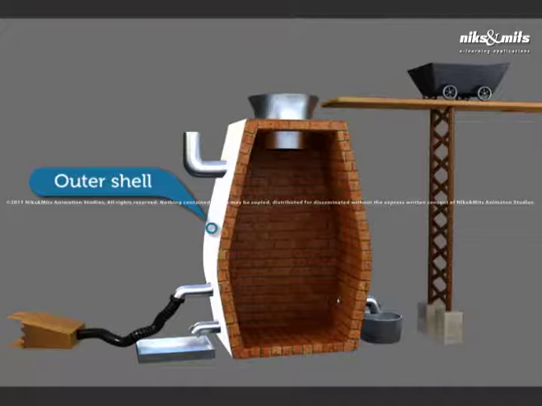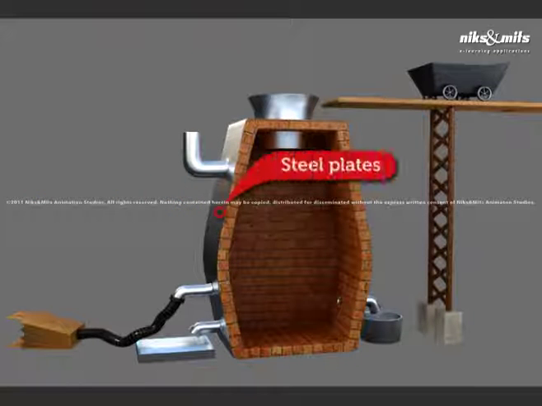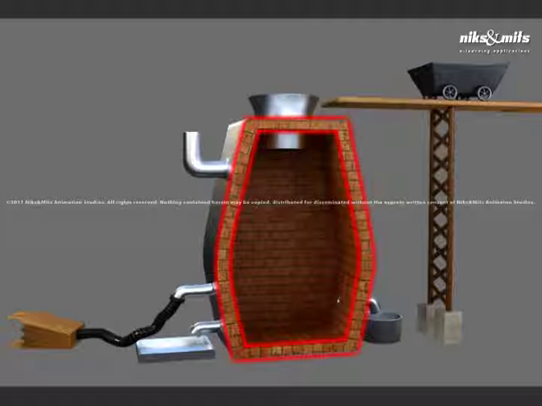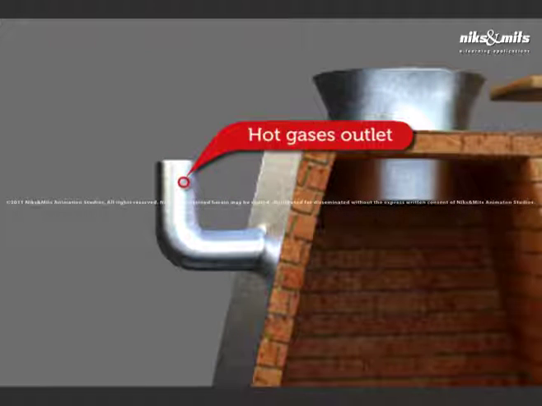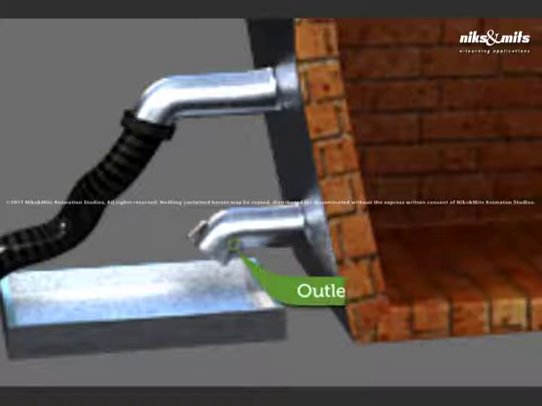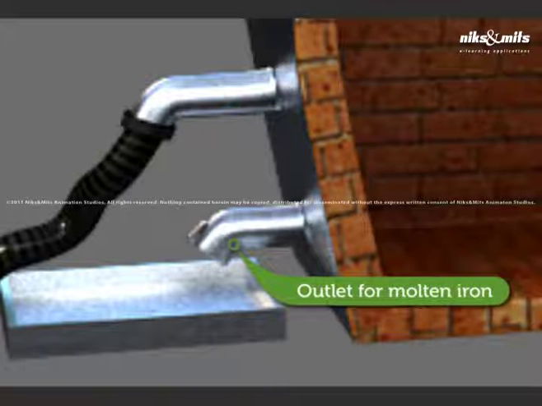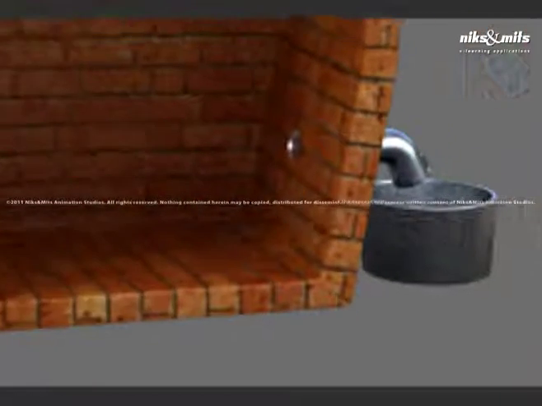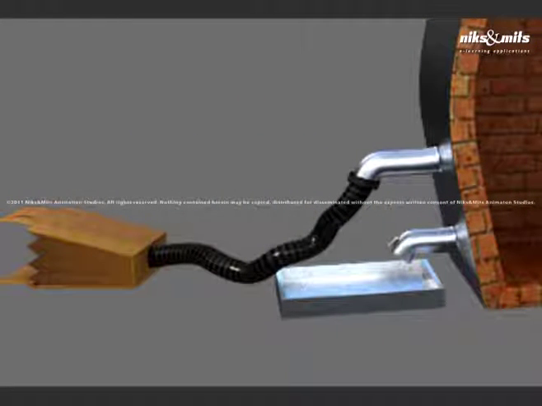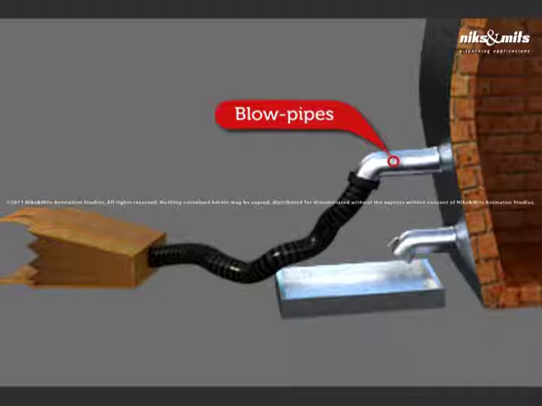The outer shell of the furnace is made up of steel plates. Inside this, there is ordinary brickwork which has about a 0.4 meter thick lining of fire bricks. There is an outlet at the throat of the furnace for hot waste gases. At the bottom, there is an outlet for molten iron. Above this, there is an outlet for molten slag. At the highest level in the bottom part of the furnace are blowpipes for forcing in blasts of hot air.